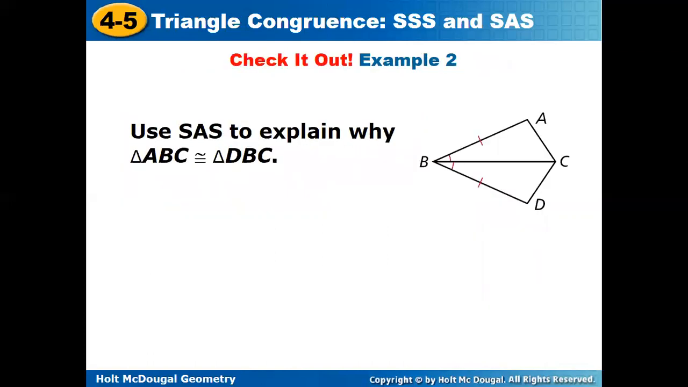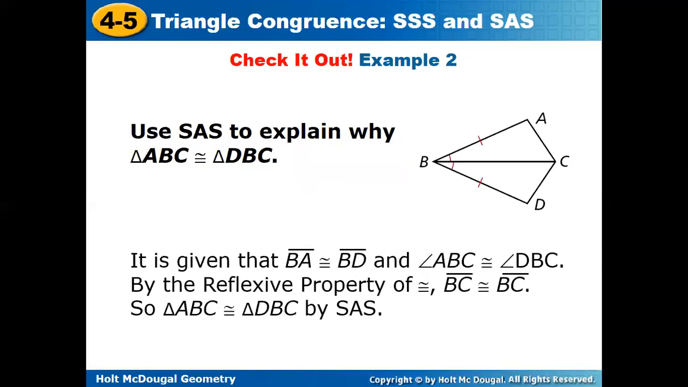Okay, check out example 2. Use SAS to explain why triangle ABC is congruent to triangle DBC. It's given that AB is congruent to DB. And by the reflexive property, BC is congruent to BC. And angle ABC is congruent to angle DBC. So the two triangles are congruent. Triangle ABC is congruent to triangle DBC.